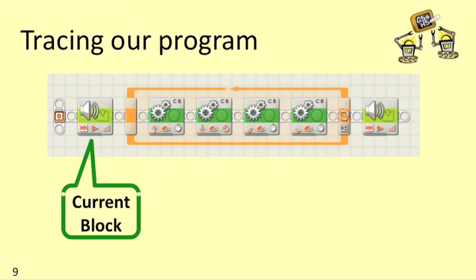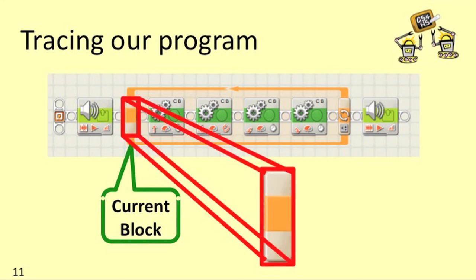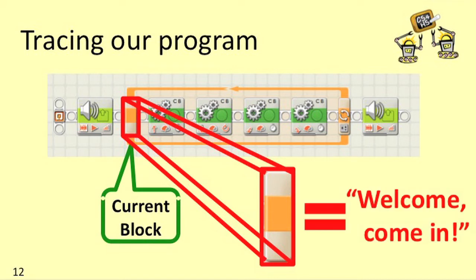We trace these programs just like all our other ones, starting with the first block on the left. So when we begin our program, our current block is the sound block. The NXT says good morning, and then continues on to the next block. The next block is our loop block. Regardless of the type of loop block you use, they all begin the same way, with this kind of gray, orange, gray bar. You want to think of that bar as always saying, welcome, come in. Whenever you arrive at a new loop, it instantly welcomes you to enter into the loop.